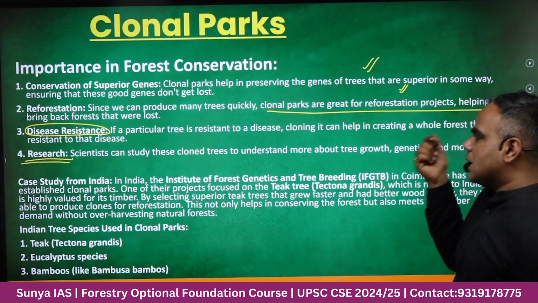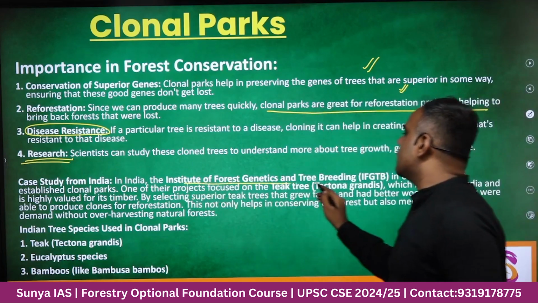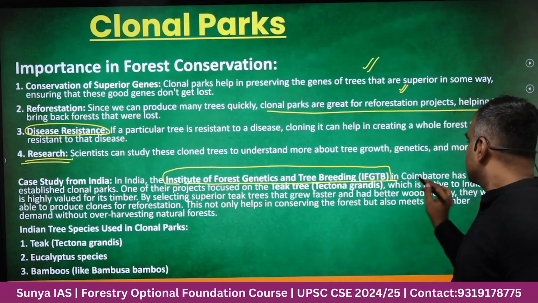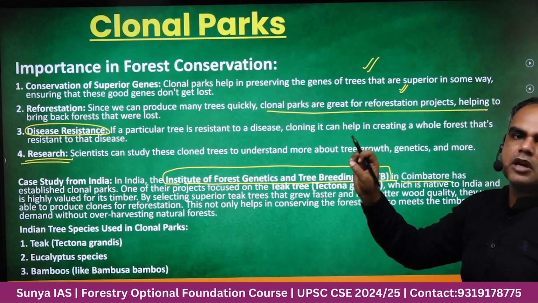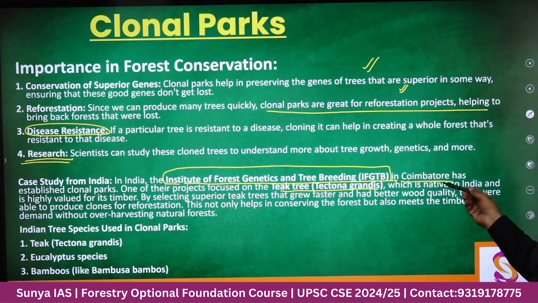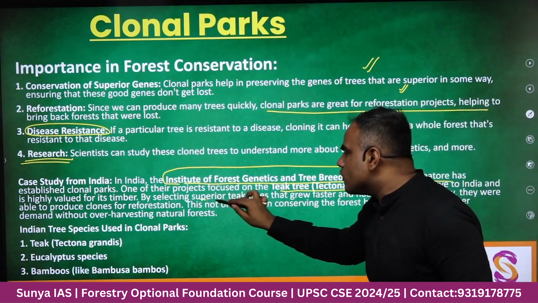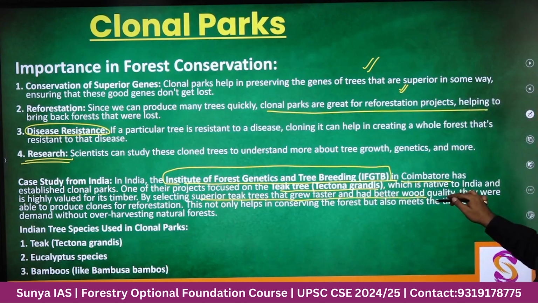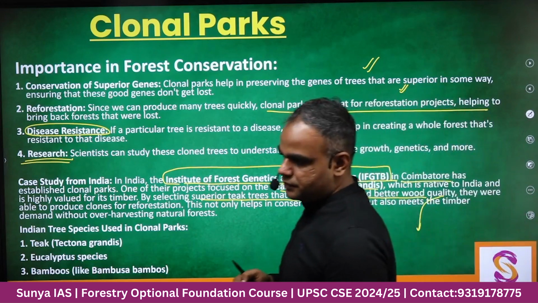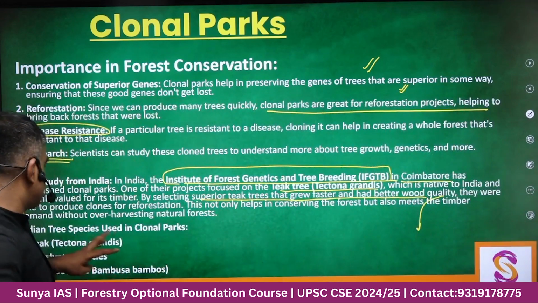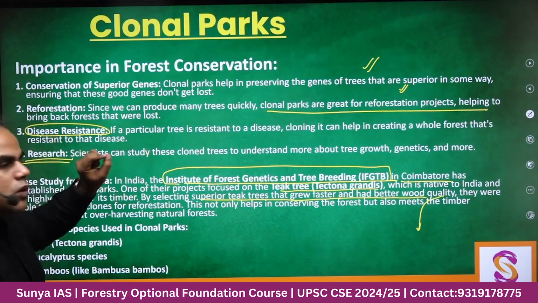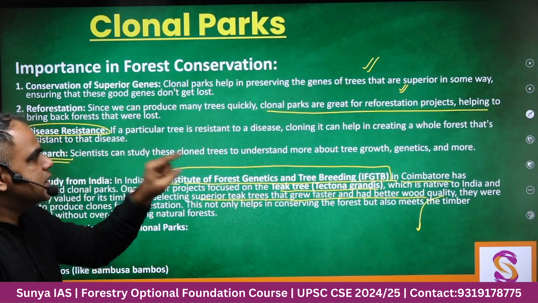Okay, in India now you should remember the name Institute of Forest Genetics and Tree Breeding. The institute in Coimbatore has developed clonal parks. There they're going for Tectona grandis, and the whole idea is they're going for superior teak trees which can grow faster, have better wood quality, and more reforestation can be done. So remember the tree species: Tectona grandis, eucalyptus, bamboo. Indian Institute of Forest Genetics and Tree Breeding, which is in Coimbatore.